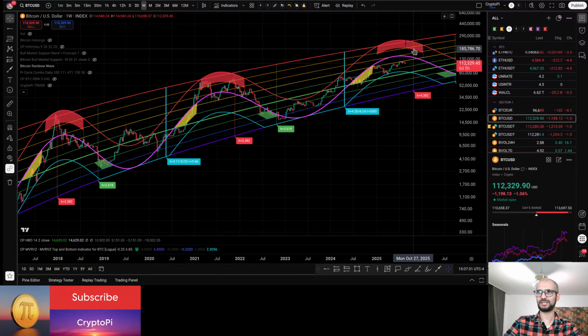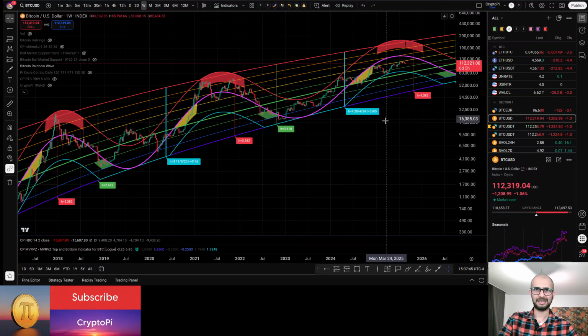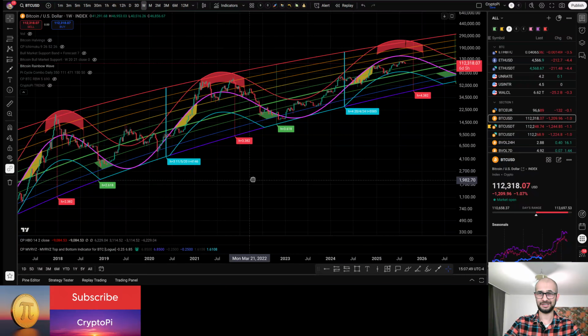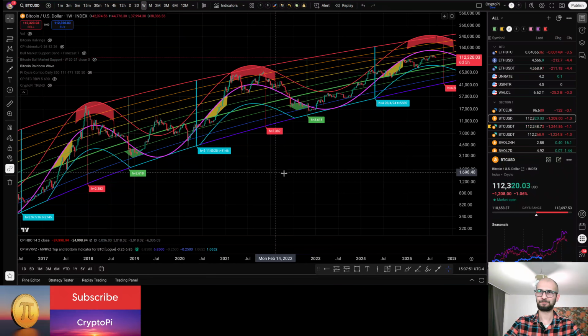If it reaches the red zone, let's say over here, then the price estimate is approximately 187,000. And if we go further, let's say it hits after a while, it's still 166,000. Let's see how well this indicator is able to perform for this cycle.